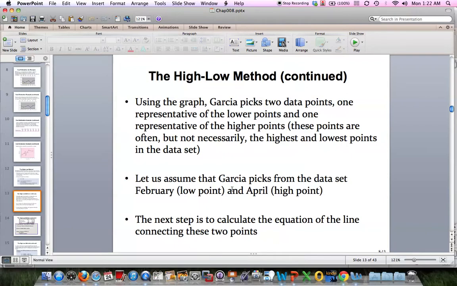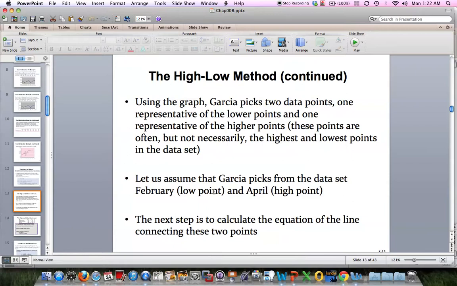So we'll say that what Garcia is going to do is pick April for his high point and February for his low point. And if you look at page 268, right in the middle of the page is a little data table that shows the operating hours and maintenance costs for January through July. He went with February as his low point because that was the fewest hours, 3,325. And he went with April as the high point because that was the most hours, which is 3,614.